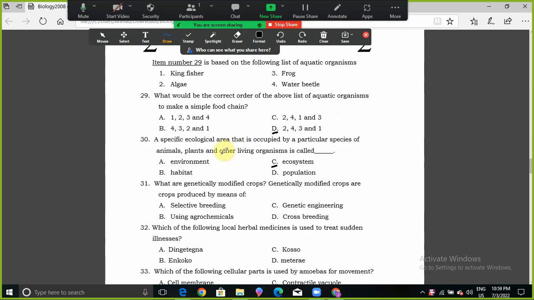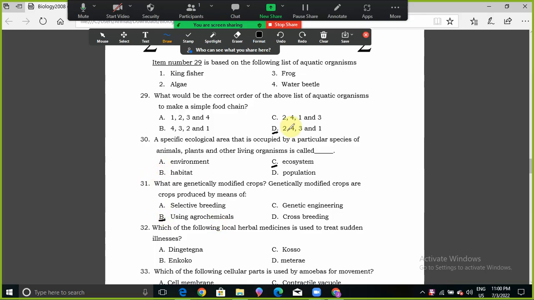Now question number 31. What are genetically modified crops? Genetically modified crops are crops produced by means of selective breeding, using agrochemicals, genetic engineering, or crossbreeding. The answer is using agrochemicals. Why? Because genetically modified crops are crops produced by means of using agrochemicals like fertilizers, herbicides, and pesticides. So the answer for question number 31 is B.